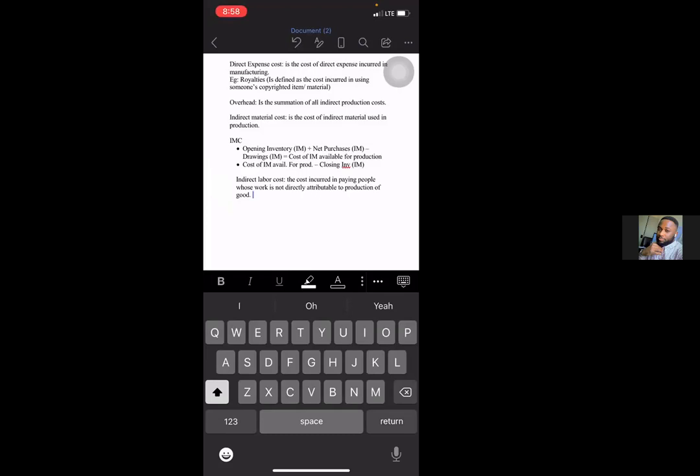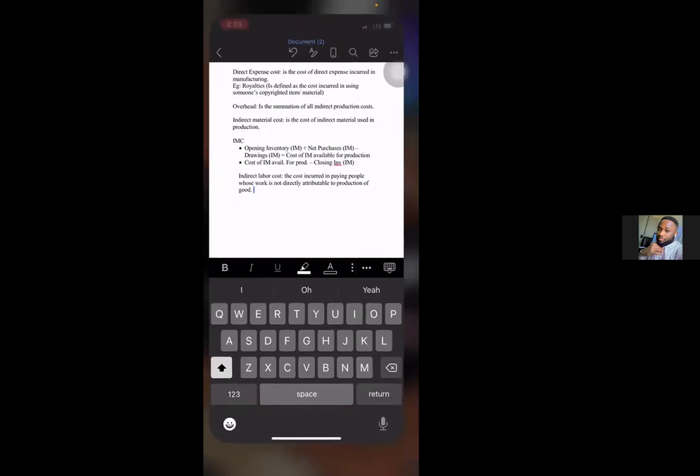Okay, thank you. So, under indirect labor cost, you can have salaries, or you can have factory salaries, right? So, under factory salaries, you can have security man salary, you can have supervisor salary. So you have factory security man salary, factory supervisor salary, factory employee salary, right? So salaries are indirect.